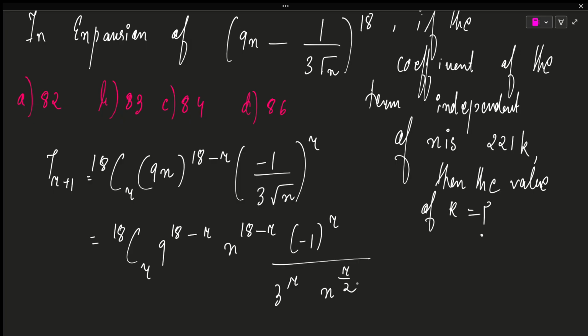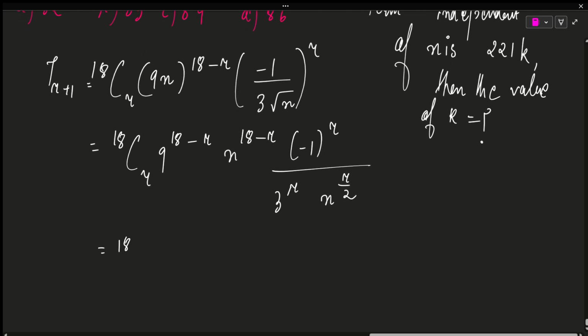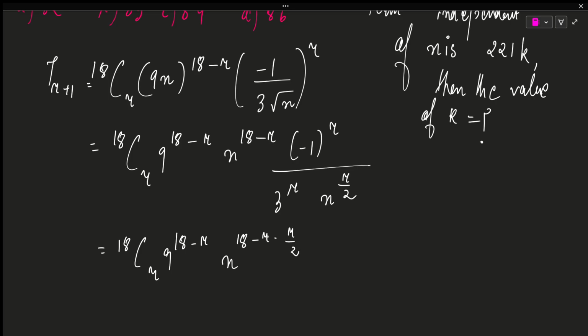So now basically what I'm gonna do, I'm gonna separate everything. If you separate everything, you're gonna have 18Cr, 9 to the power 18 minus r, then x to the power 18 minus r by 2. And this is gonna be minus 1 to the power r divided by 3 to the power r.